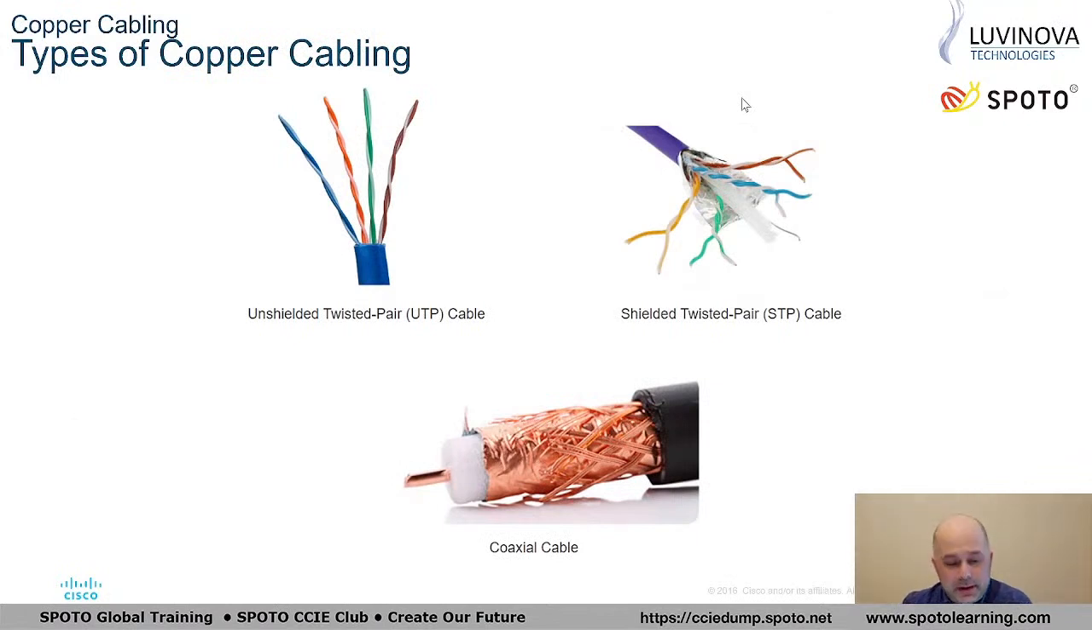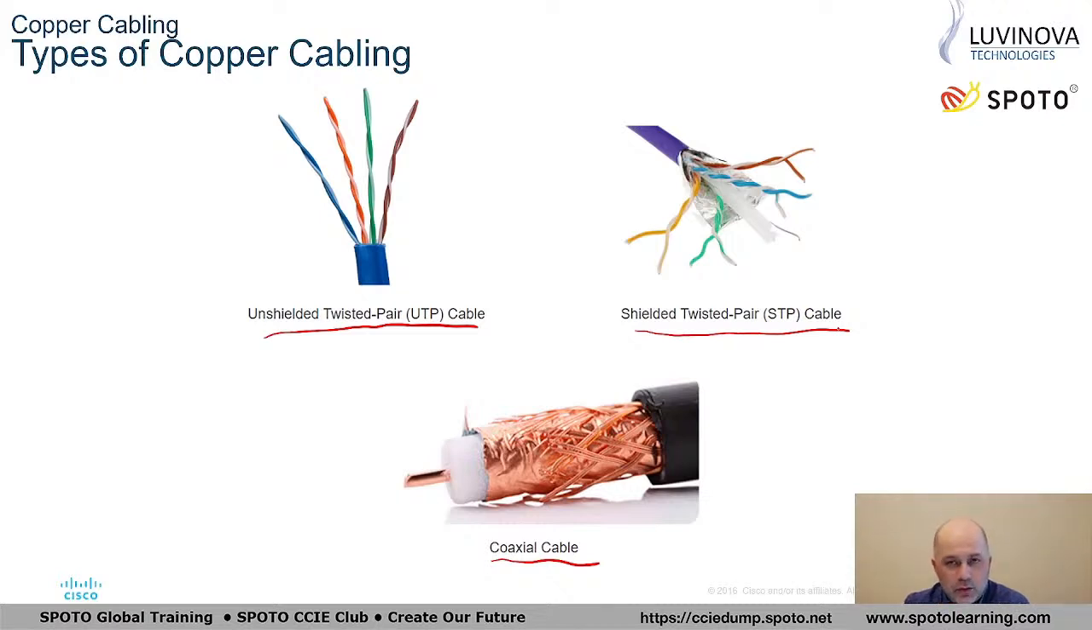Types of copper cabling. We have certain types: unshielded twisted pair, then shielded twisted pair, and coaxial cable. In unshielded twisted pair, UTP for short, we don't have shielding, so those cables are not good to use if you have really big distortion sources like electromagnetic fields or radio frequency fields, because they don't have shielding.